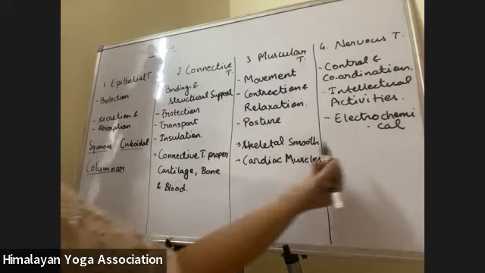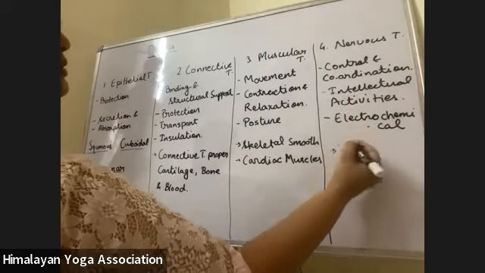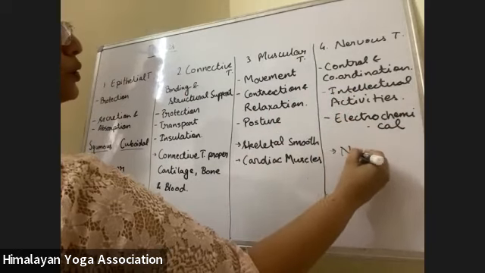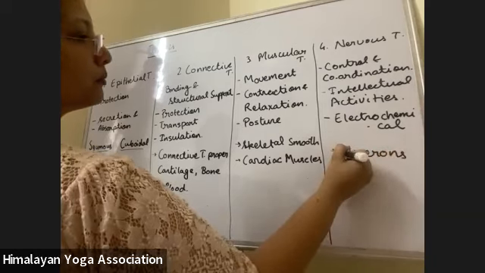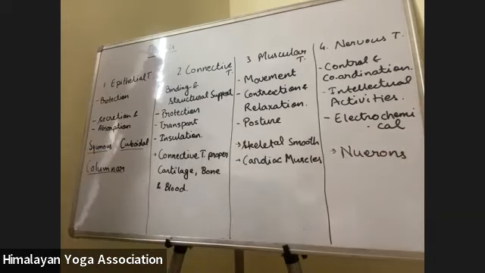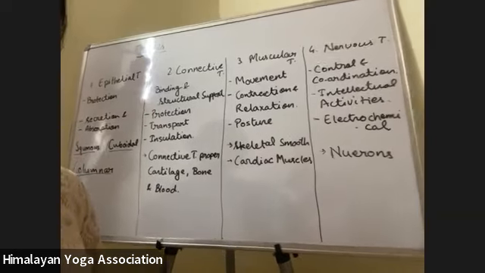And what is the example of nervous tissues? It's the neurons. You can take a screenshot of this.